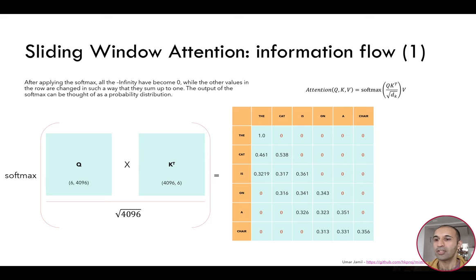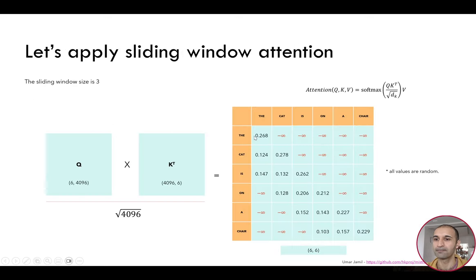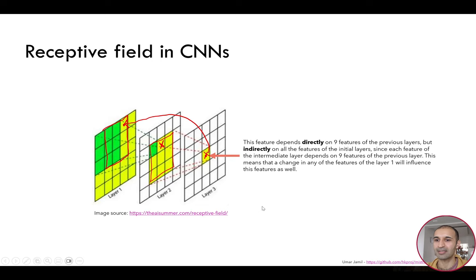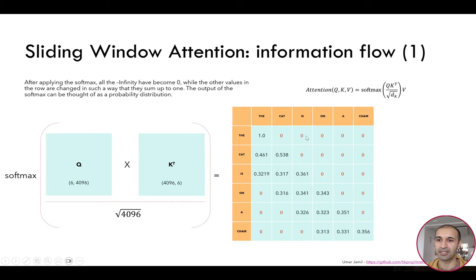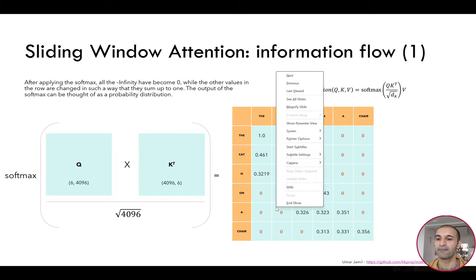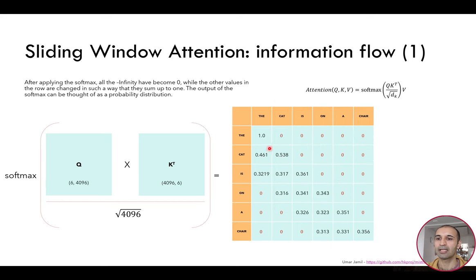Now, after we apply the softmax to the mask that we have seen before, as I told you before, all the minus infinities are converted into zero and all the other values are changed in such a way that they sum up to one. So let's go back. As you remember, here we have the minus infinities here, here, here, here, here, and here. Now we apply the softmax and they will become zeros, all the zeros here, and all the other values are changed in such a way that they sum up to one.